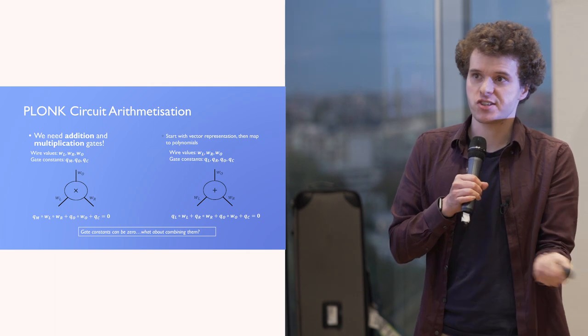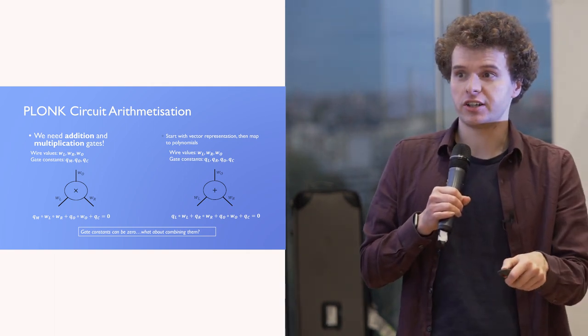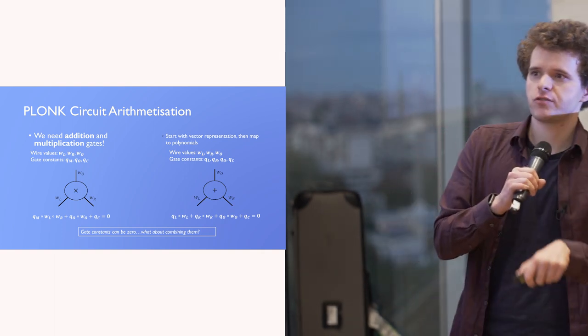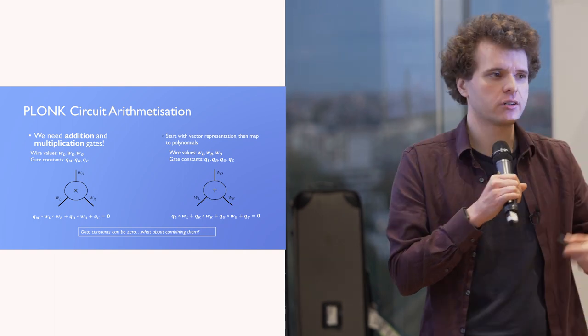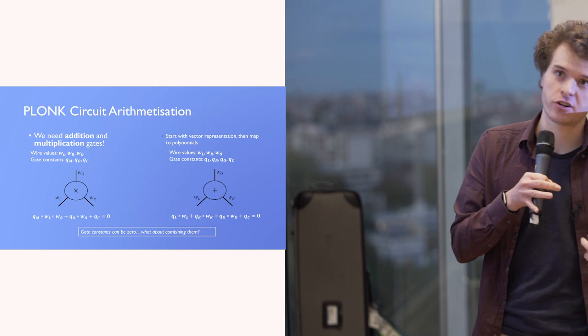And then if you want to make this an addition gate, you just set qm to zero. And if you want to make it a multiplication gate, you'll set ql and qr to zero. And so once we have this way of evaluating a gate using vectors, we can then just warp it into polynomial land by using those Lagrange polynomials.